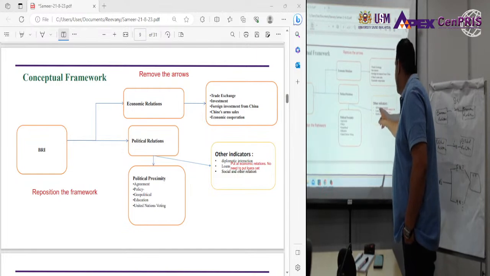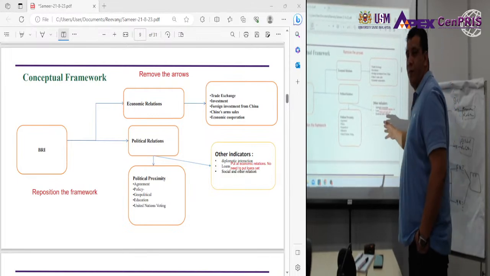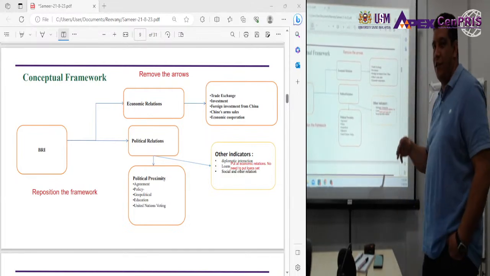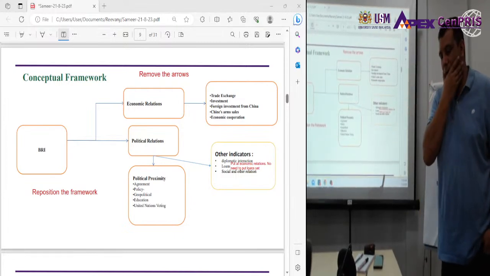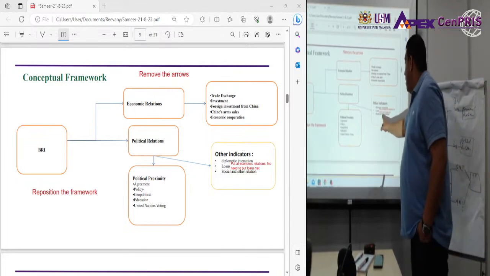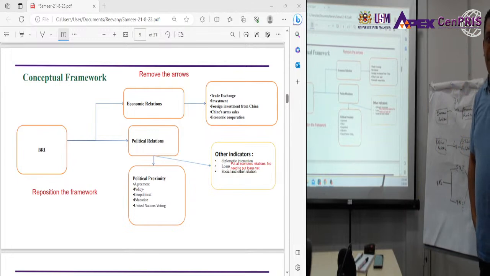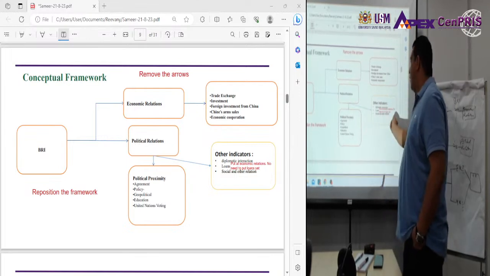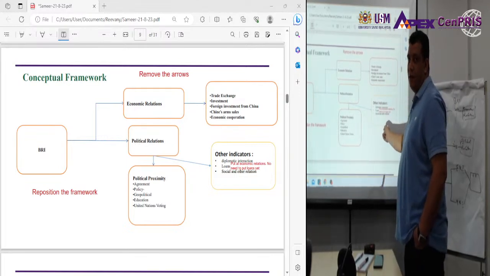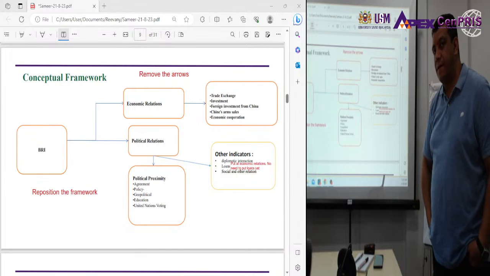I put diplomatic interaction here, between the change. And to be honest with you, social and other relations, I'll just put nothing. I don't know how I can take the data, so leave it as it is here. Because in the past you told me to put other indicators, for things that cannot be explained. Now I'm talking about the conceptual framework.